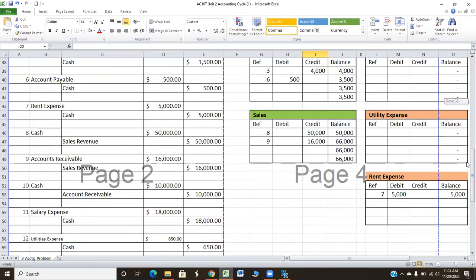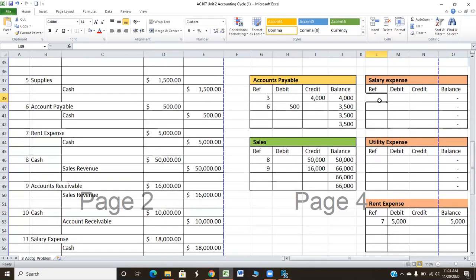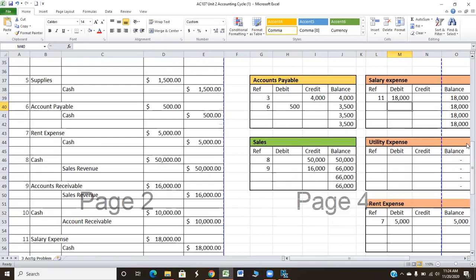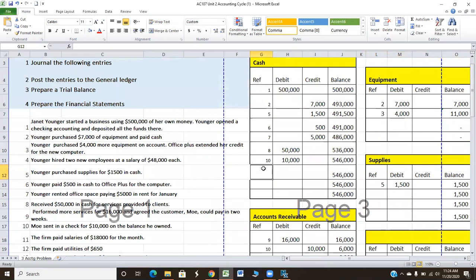Number 11, salary expense. We debited for $18,000 and then we credited cash for $18,000. So number 11, you're going to debit salary expense $18,000. You're going to go up to cash and credit it for $18,000. Number 11, $18,000.